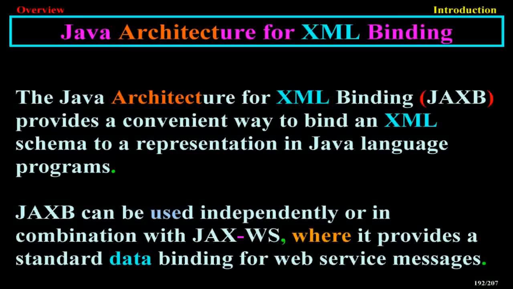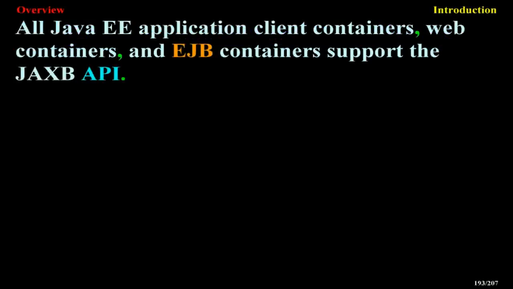Java Architecture for XML Binding. The Java Architecture for XML Binding, JAXB, provides a convenient way to bind an XML schema to a representation in Java language programs. JAXB can be used independently or in combination with JAX-WS, where it provides a standard data binding for web service messages. All Java EE application client containers, web containers, and EJB containers support the JAXB API.